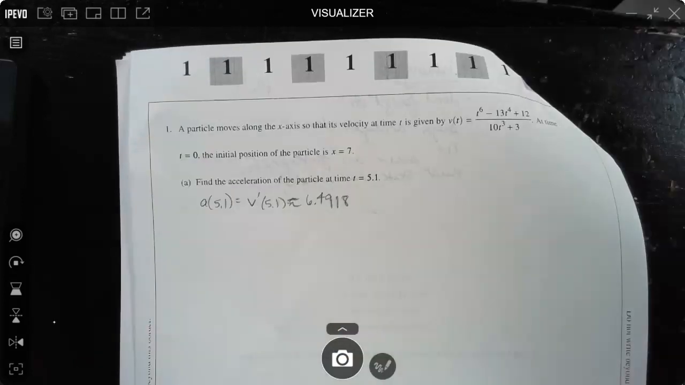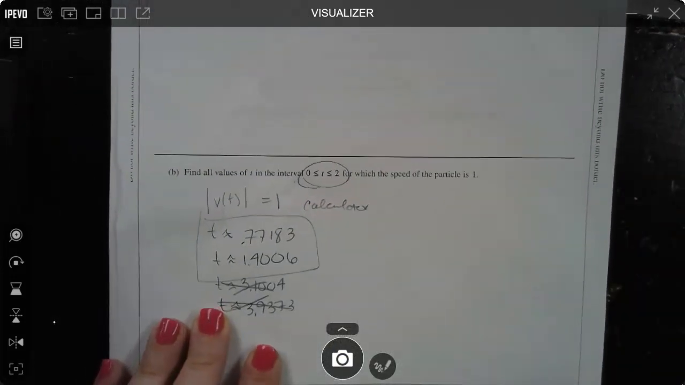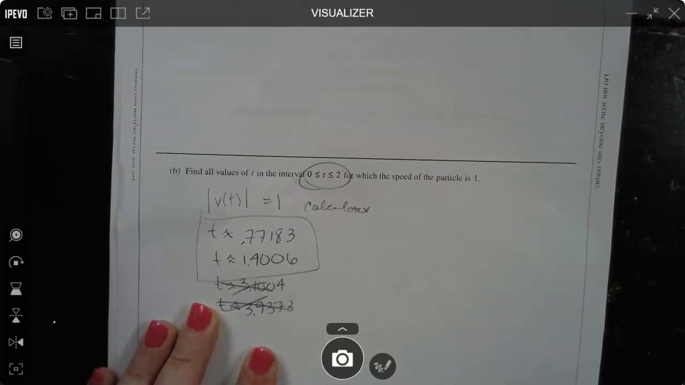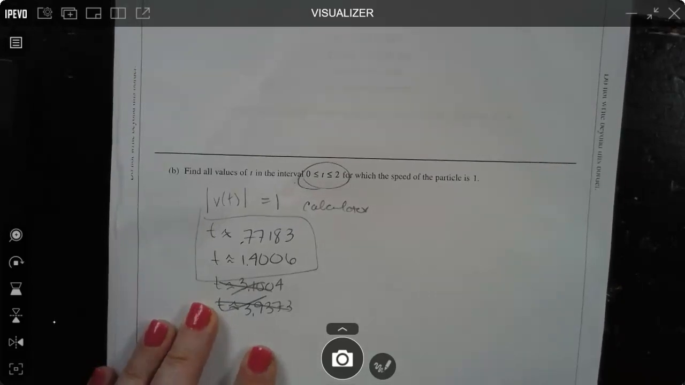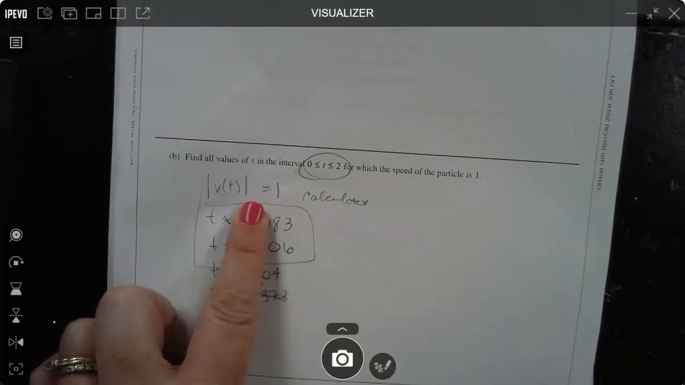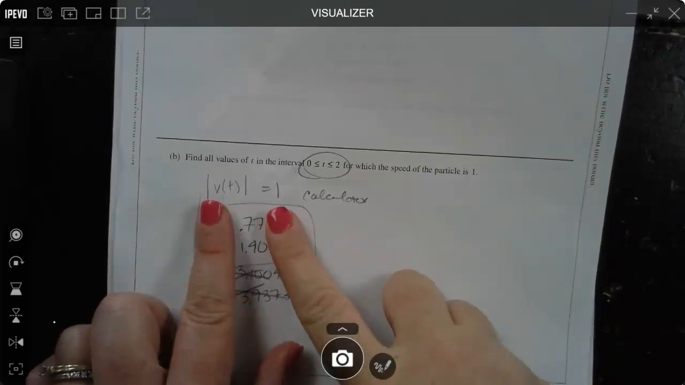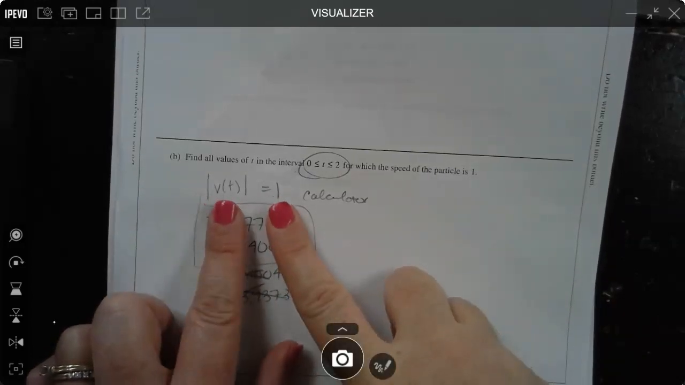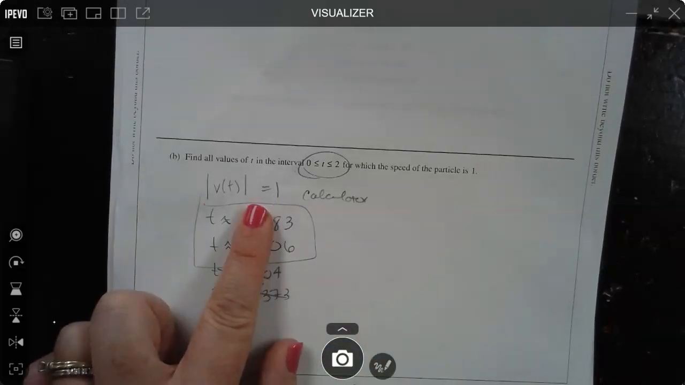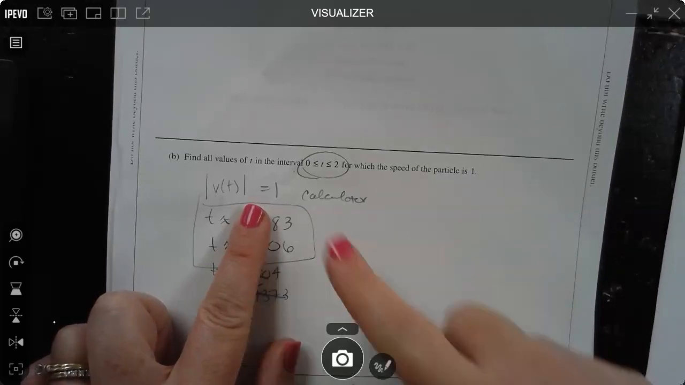Number two asked me to find all the values in the interval from 0 to 2 for which the speed of the particle is 1. So first of all, how do you find speed? Absolute value of velocity. If you put absolute value of velocity equals 1, you got a point for that. That was 1 point just for recognizing that speed and absolute value of velocity are the same thing, and you set it equal to 1. That's why I tell you always write something down, even if you're not sure how to do it, because even if you didn't know how to solve it, you could get that.